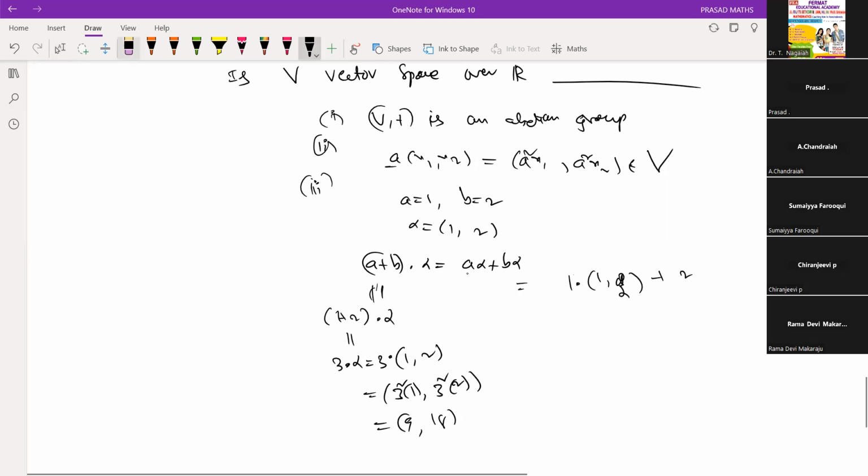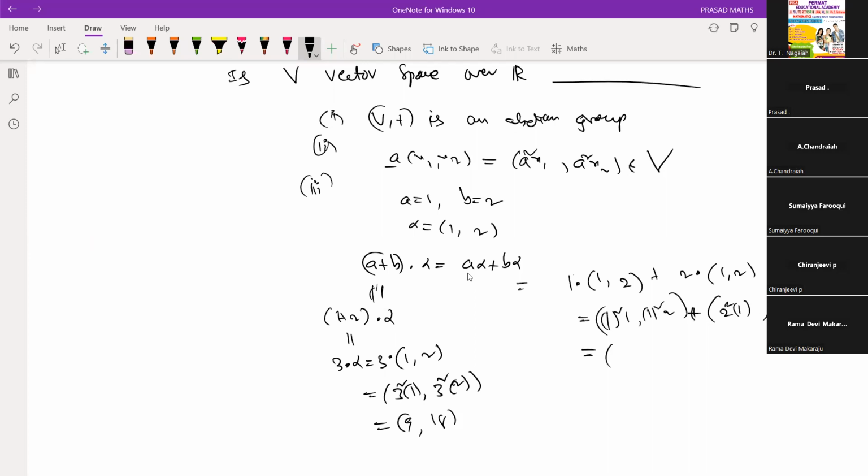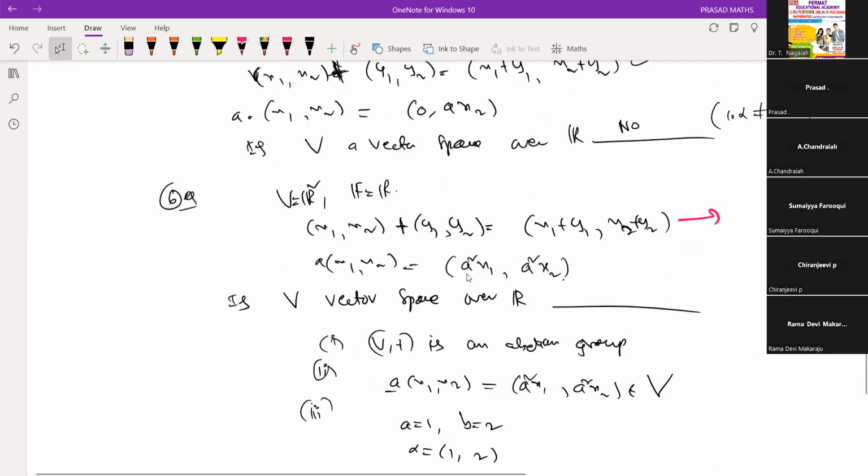Next, what is B? B equals this. So what is the definition? 1 square 1, 1 square 2. Next, 2 square 1, 2 square 2. That means (1, 2) plus (4, 8). How do I define vector addition? 5, 10. It is a vector addition. It is component-wise addition.